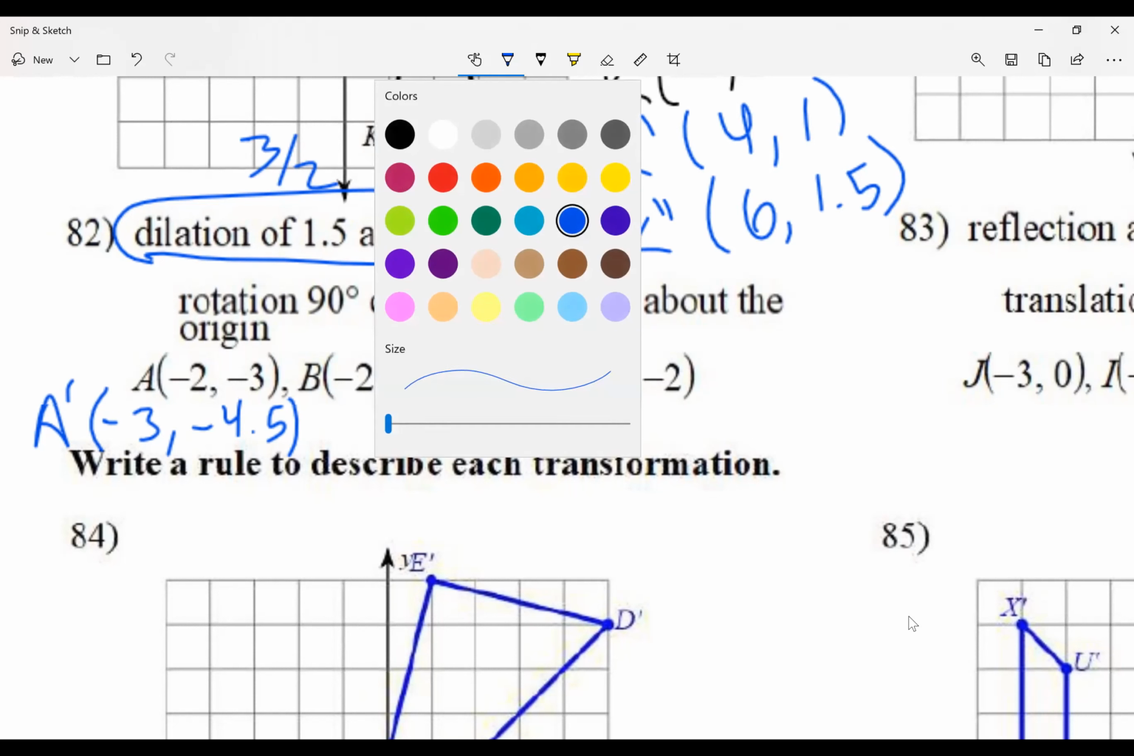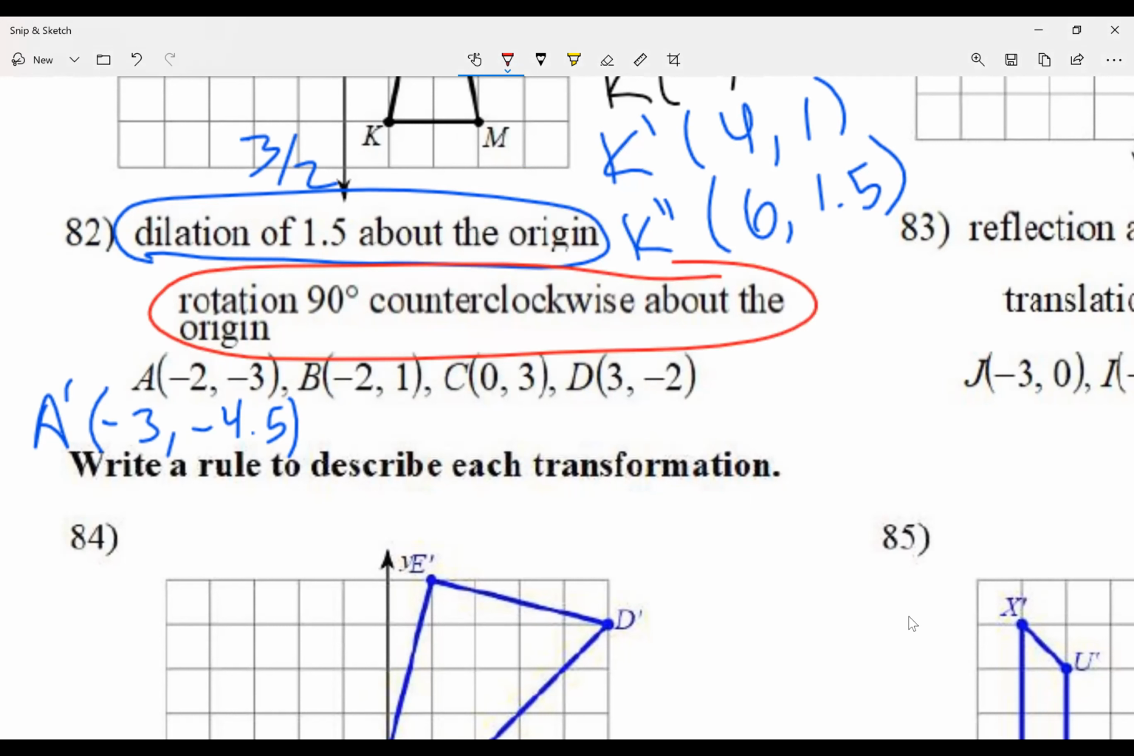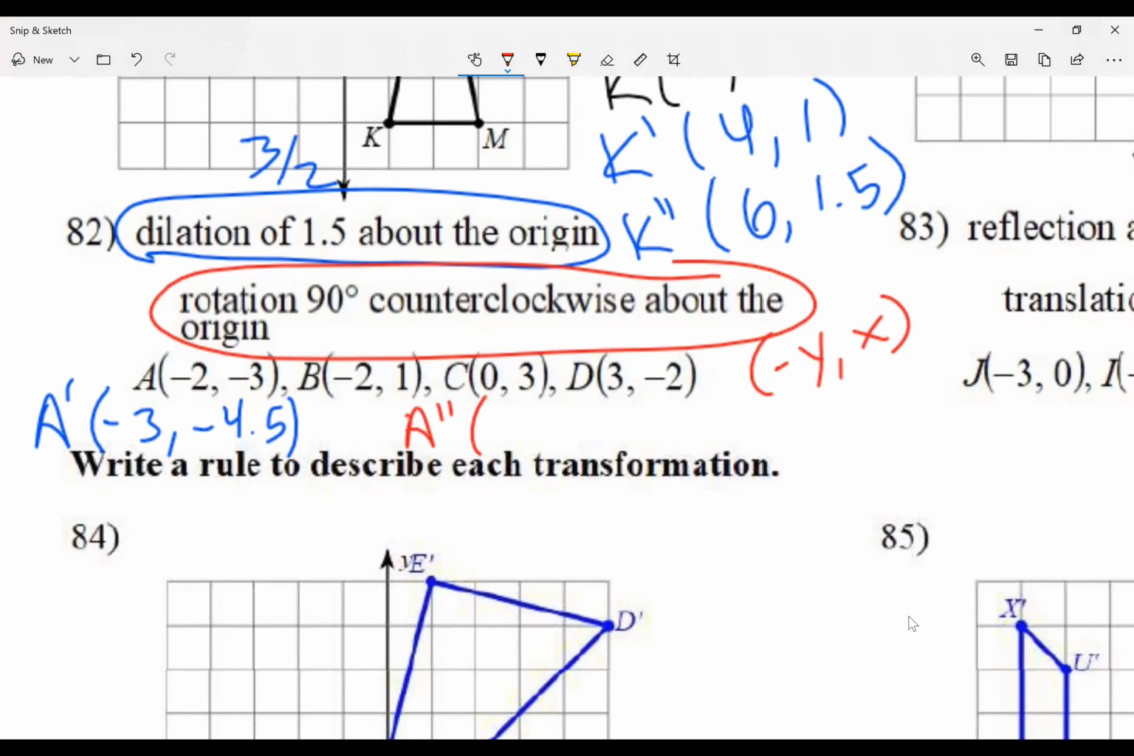Now let me take a look at the second transformation. Let me change this to red so we don't get confused. It says rotation of 90 degrees counterclockwise. According to my notes, (x, y) is going to become (-y, x). So I got to switch the x and y numbers, but I'm going to switch the sign on the y value. So my A double prime will be positive 4.5 and -3. Notice the 4.5, I switched the sign.